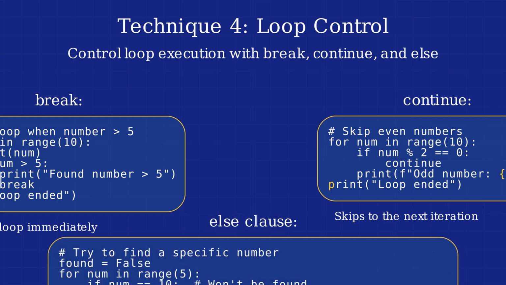One unique feature of Python's for loops is the else clause, which executes after the loop completes normally. The else block only runs if the loop finishes without encountering a break statement. It's especially useful for search operations.